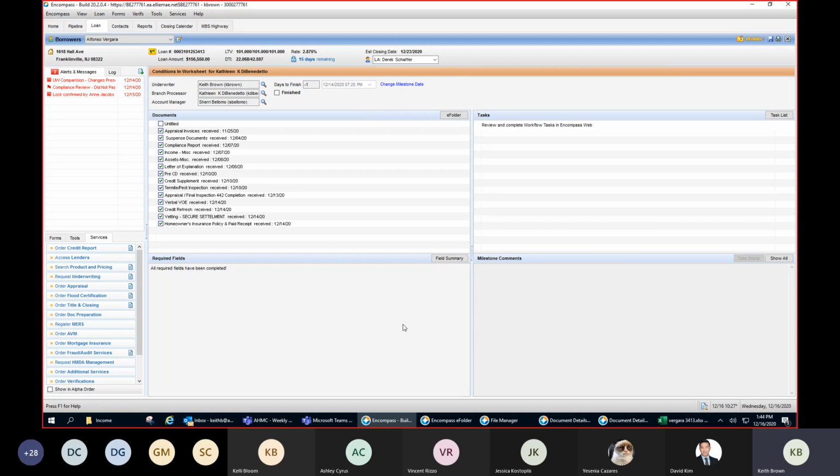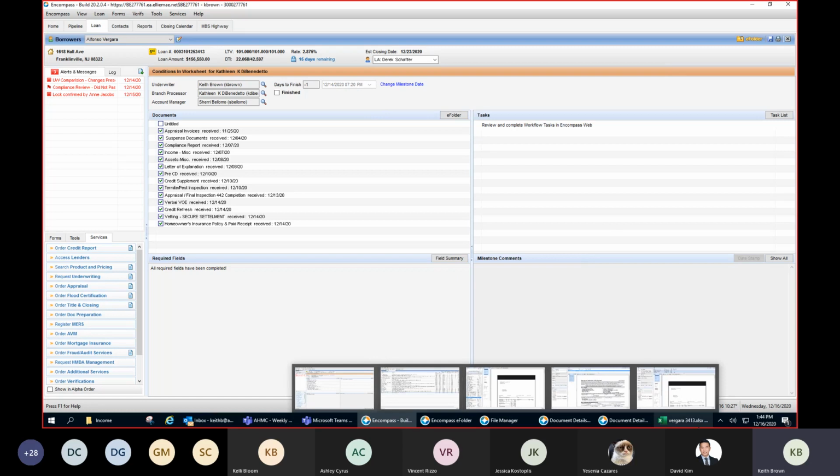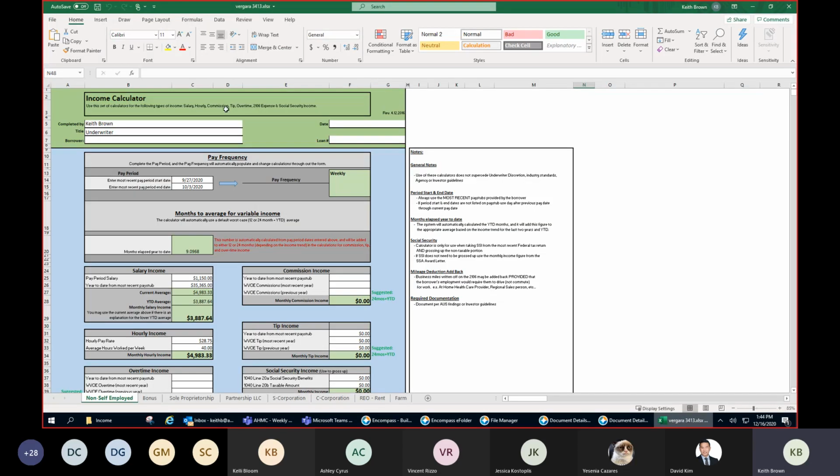So I picked a file where I have low year to date, and I just wanted to go over it with you. So first of all, let's go here. This is the income calc that we should all be using. I put it in the chat last week. I can email it to you, just if you don't have it, let me know. It's the simplest one.